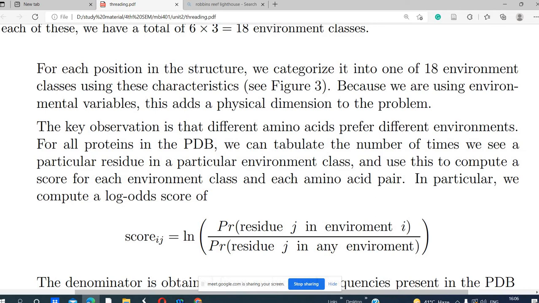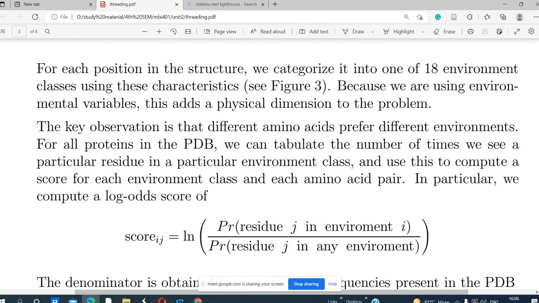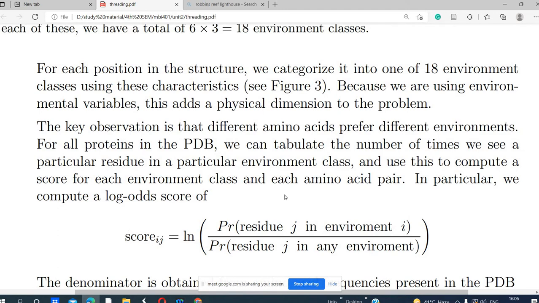Now how are we going to do this? We have a known sequence and we have the solved structure. Now we will make a table and count the number of times, how many times a residue appears in the alpha class, how many times in the beta, or in each environment. Then we will calculate the score, the log-odds score, which will take the natural logarithm also.